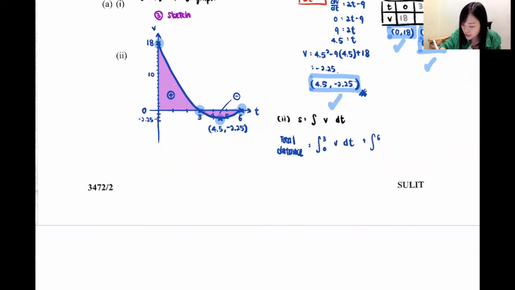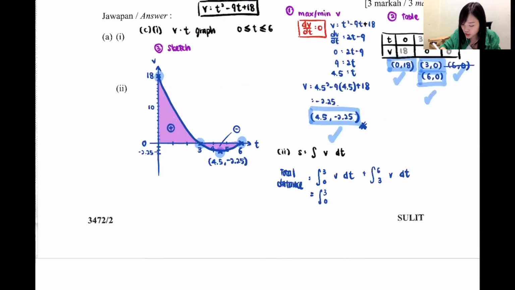And then you should find from 6 until 3. Because from 6 until 3, it should come out a negative answer. So you guys understand why I integrate V, right? Because S, V, A. V, you integrate, you will get S. So let me integrate my V equation, which is t squared minus 9t plus 18 dt.